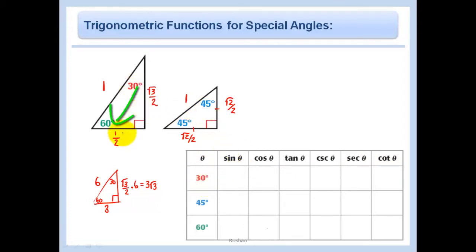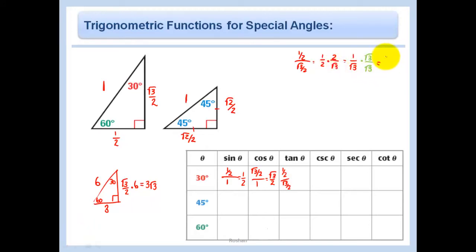Well, the sine of 30 degrees is going to be opposite, which is 1/2, over hypotenuse, 1, which is just 1/2. The cosine is going to be adjacent, the one touching it, root 3 over 2 over hypotenuse, which is 1. So that's just going to be root 3 over 2. The tangent is going to be opposite, which was 1/2, over adjacent, which is root 3 over 2. So let me just take that math up here. 1/2 over root 3 over 2 is 1/2 times 2 over root 3, which is 1 over root 3. Remember that we cannot have radicals in the bottom, so to rationalize the denominator, we'll multiply by root 3 over root 3, and we're left with root 3 over 3. So the tangent is root 3 over 3.